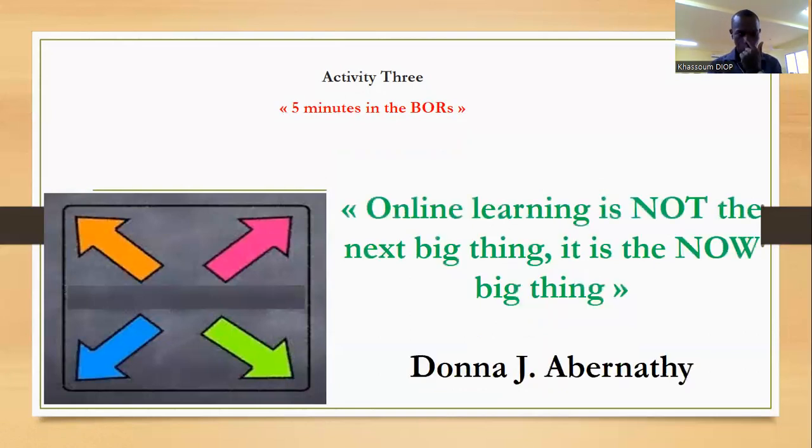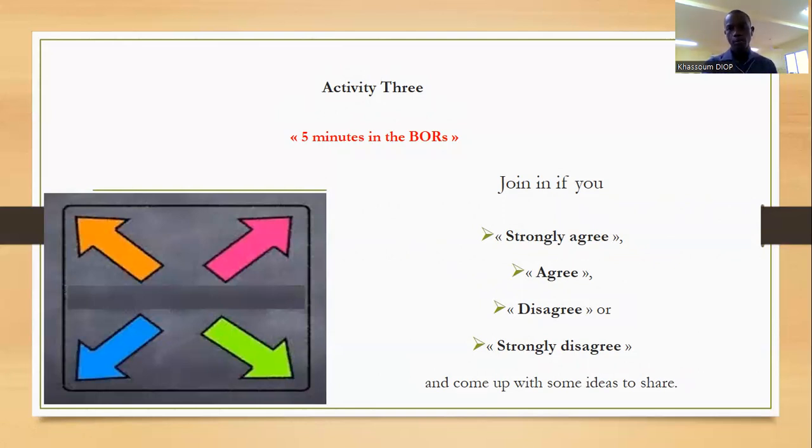For example, back to the quotation, online learning is not the next big thing, it is a now big thing. So if you strongly agree, you go to this corner. But if you just agree, you go to that one. If you disagree, you go to this one. If you strongly disagree, you go to this one. But remember, when you join that room, you have to give your reasons, your ideas, why you strongly agree, why you strongly disagree, etc. So you have to give your explanation by choosing this one or that one. Okay, so for a 5-minute discussion.